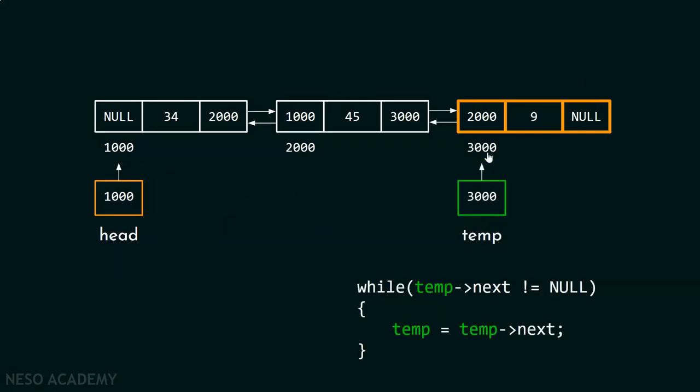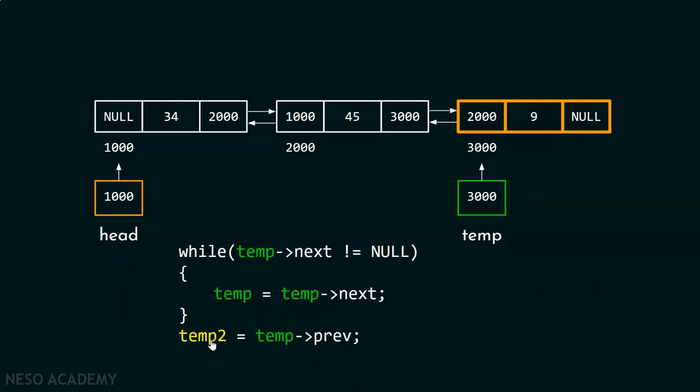Finally, you can see that temp is pointing to this node because in this piece of code, this particular condition is written. Temp next must not be equal to null. Then only this piece of code will get evaluated. We know that temp next is equal to null over here. That is why temp is stopped over here.